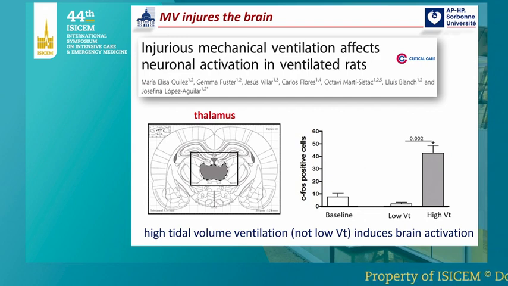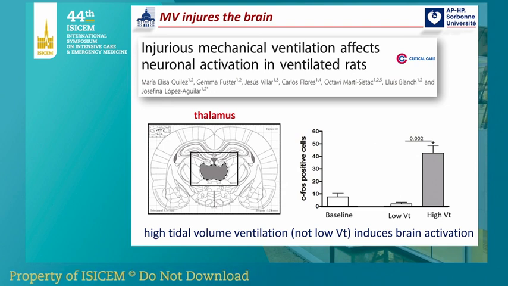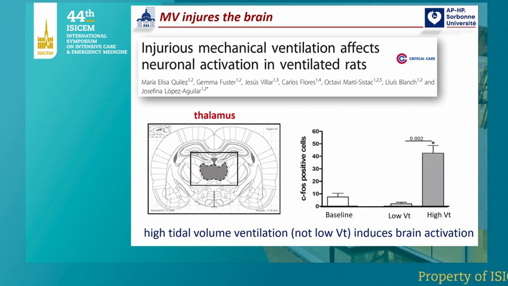But what is very interesting here is that if we look at the brain, here it's the thalamus, a very important area of the brain, of course. You see that there is no difference between the control group, the group of animals without mechanical ventilation, and the group of animals with low tidal volume, what we could call lung protective ventilation. But what is interesting to see is that the group of animals with high tidal volume is associated with brain activation, and potentially with a brain injury.